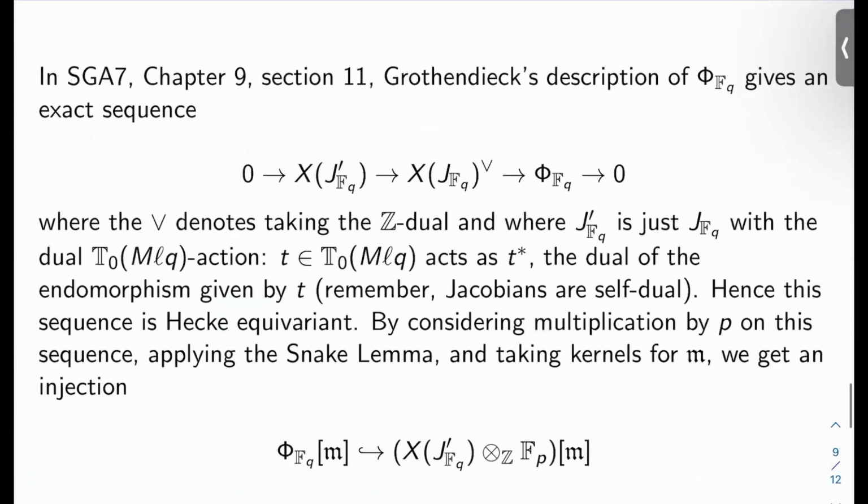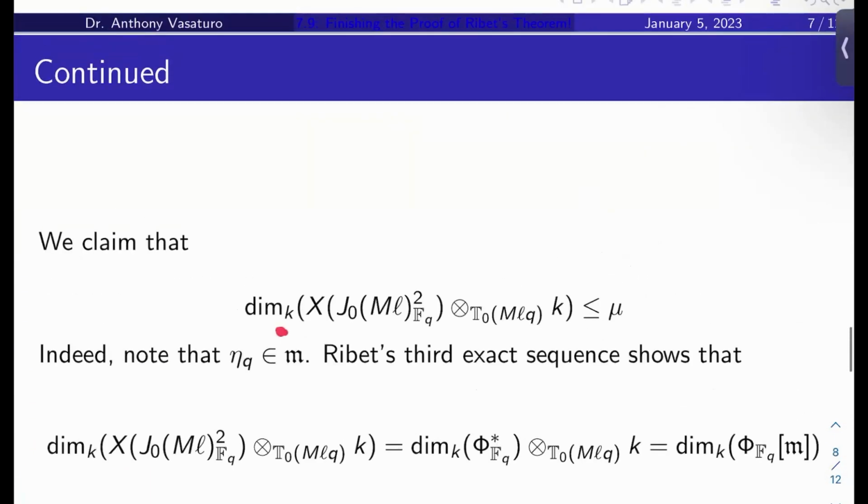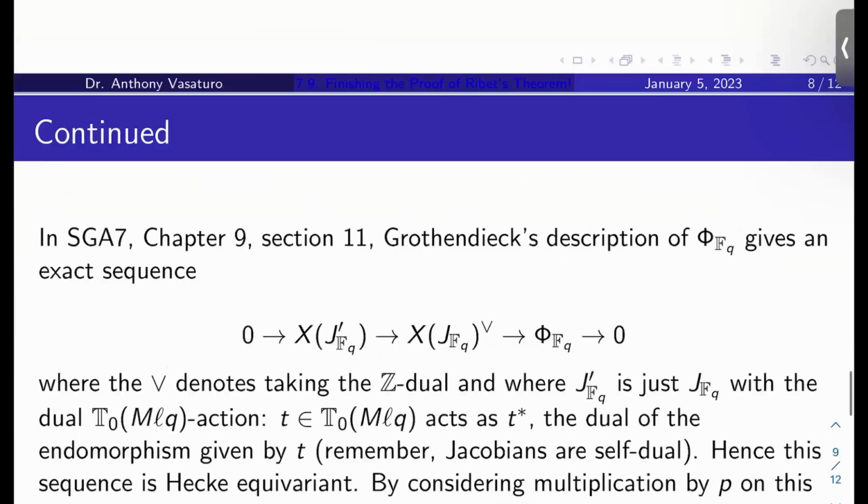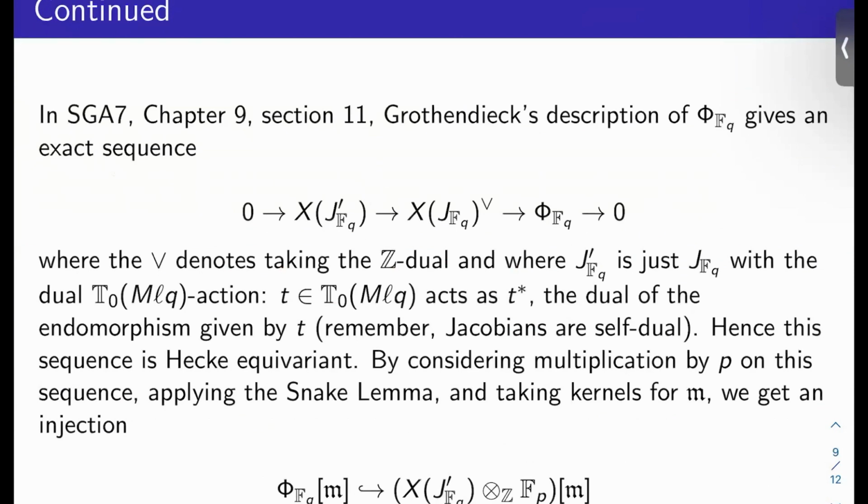All right. So I'm still not done. I want to prove this. If you go to SGA 7, chapter 9, section 11, Grothendieck actually describes phi sub FQ as the character group of JFQ dual mod the character group of J prime FQ, where this upside down wedge indicates just taking the Z dual, and where J prime mod Q is actually just J mod Q with the dual T0 MLQ action, so the contragradient action.